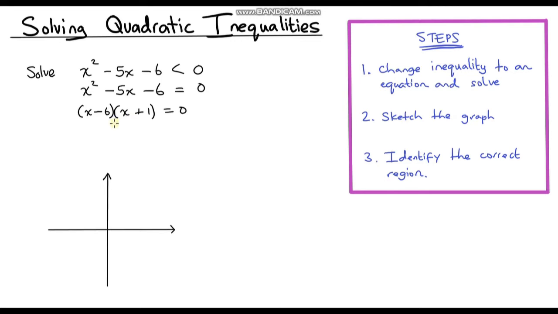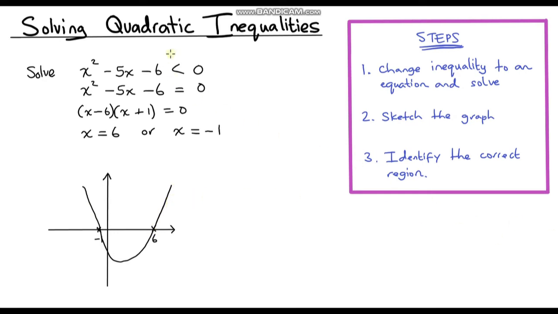So what are our solutions? Well, we're going to have two solutions. One of them will be x equals positive 6, or our other solution will be x equals negative 1. So now we can sketch the graph. So let's plot our two solutions, our roots. So let's say that this is positive 6 and this here is negative 1. And again, just like before, we have a U shape. So it's going to look something like that.